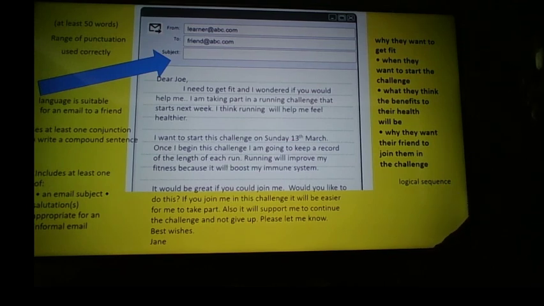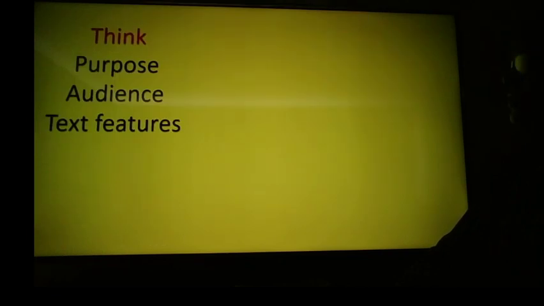And it has to be in a logical sequence and correct grammar. But you only get 1 mark for correct grammar. So if you're worried about your grammar, it's not really worth worrying about for 1 mark. Try and get the other bits right first.